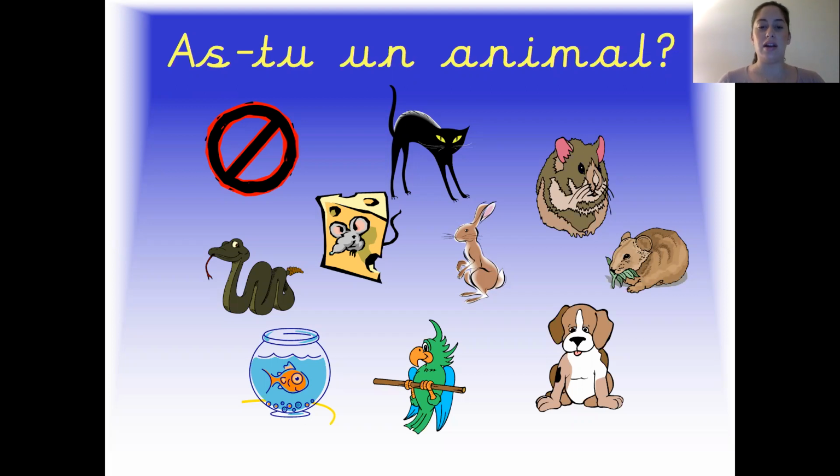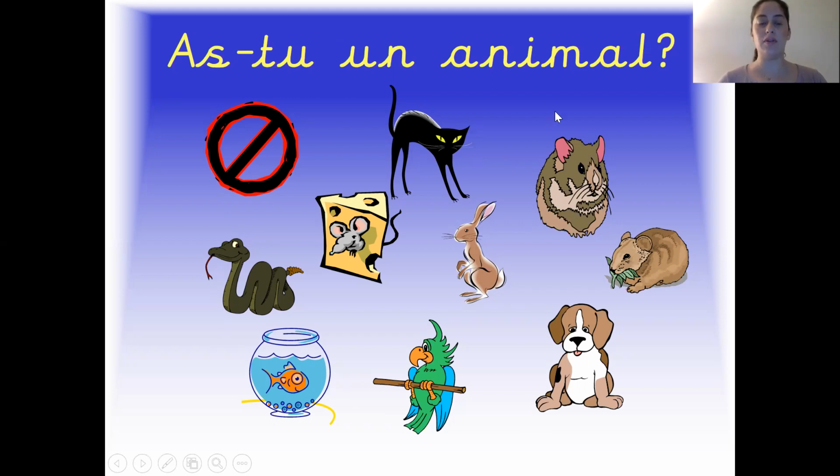We're going to start learning about animals, and our first lesson on animals will be learning the names of some pets that we may have, or domesticated animals. So here's a question at the top. As-tu un animal? Which means, do you have an animal? And these are the animals that we will be learning about.